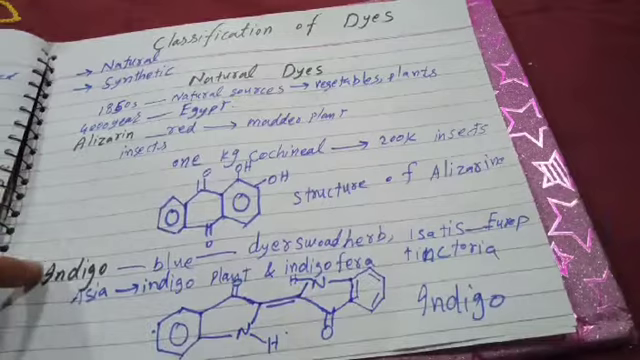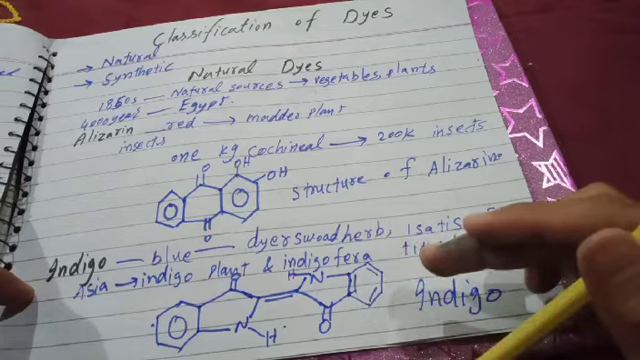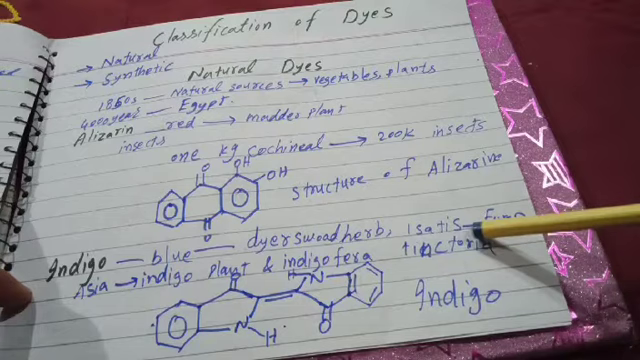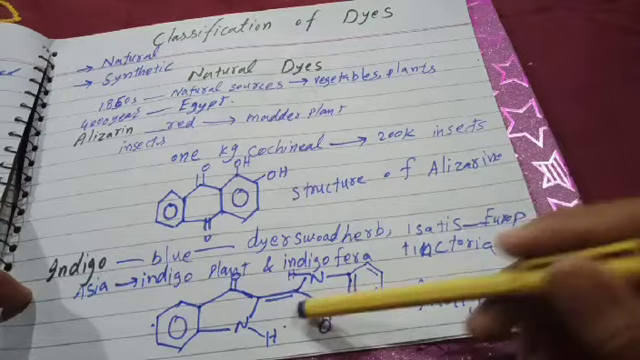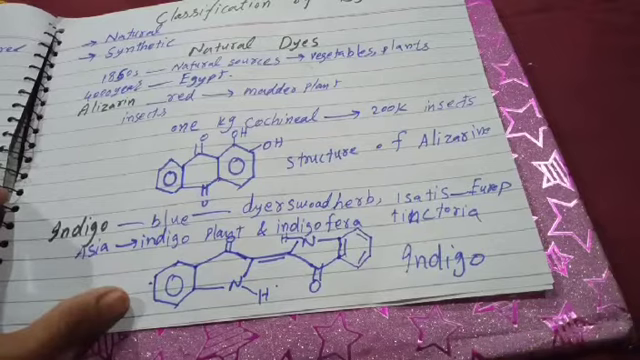And this is the indigo dye. Indigo is a blue dye obtained from dyer's woad herb. In Europe it is obtained from isatis and dyer's woad herb, and in Asia it is obtained from the indigo plant and Indigofera tinctoria. This is the structure of indigo dye.